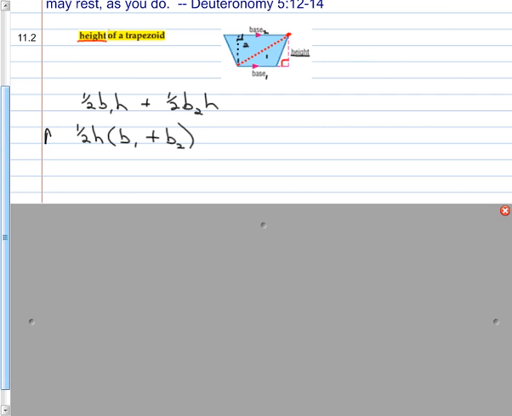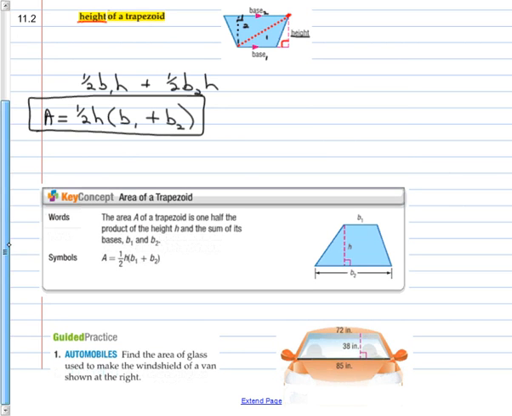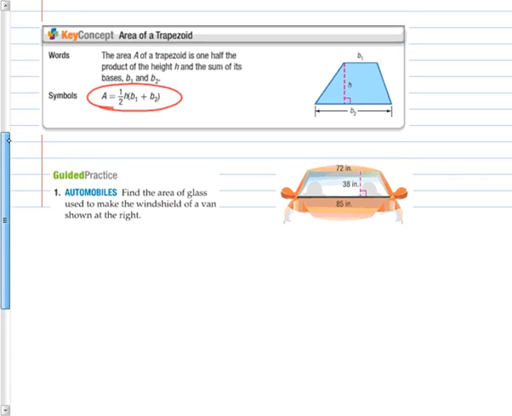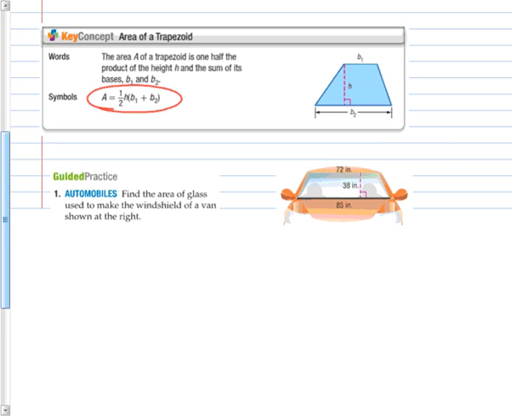And guess what we have made? A formula that is the area formula for a trapezoid. That's where it comes from, right there. So as you memorize this chapter, thank you, ladies and gentlemen, for your formulas, there's your next one you need to have memorized. So now you've got it. 1/2 the height times base 1 plus base 2.